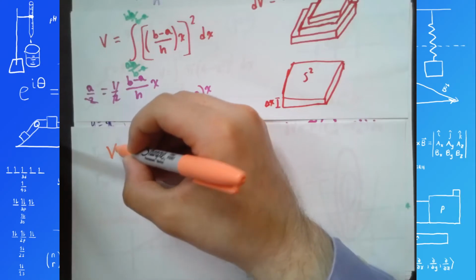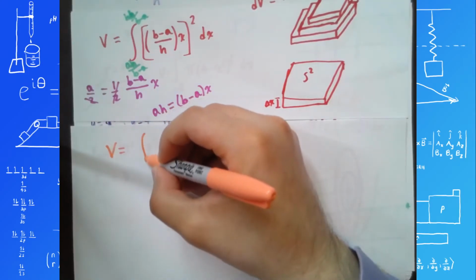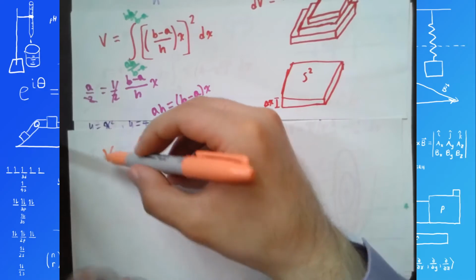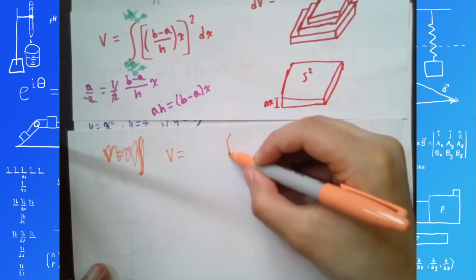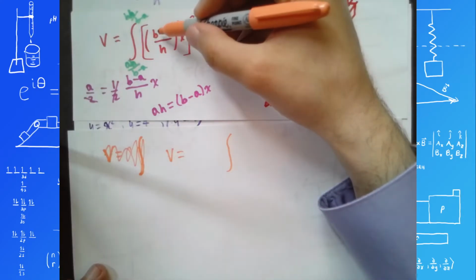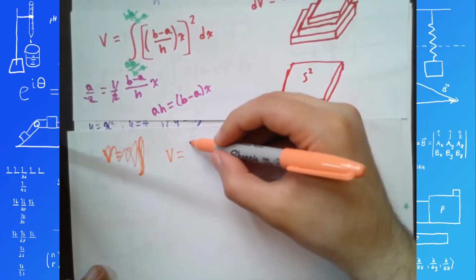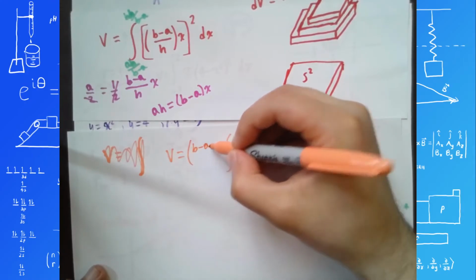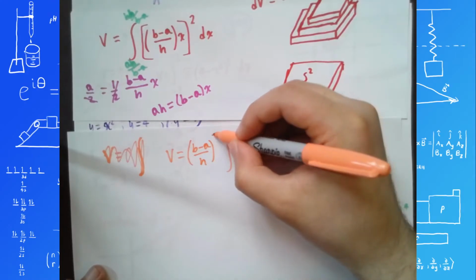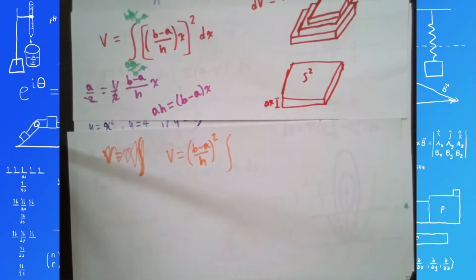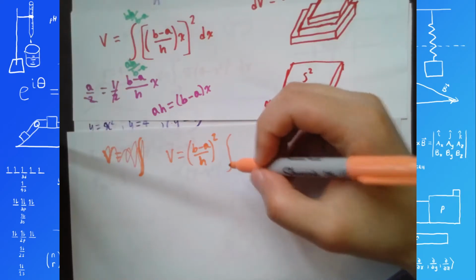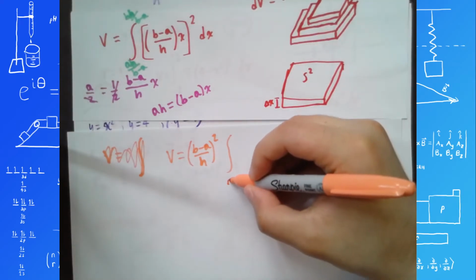We've got volume equals integral. Well, I'm going to factor out the square of B minus A over H, so B minus A over H, quantity squared. I am not going to FOIL this. I get the feeling that maybe something will simplify later, and if I FOIL now, I'm just going to needlessly complicate things. So we'll save the FOILing for later, if at all.